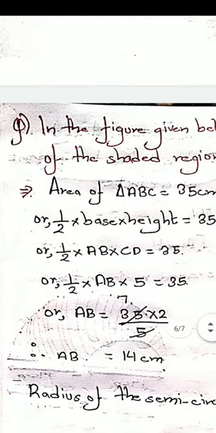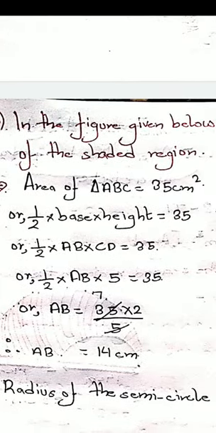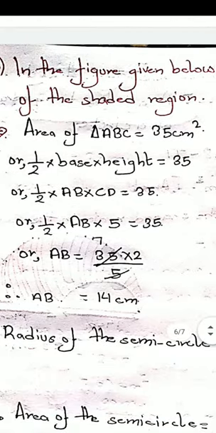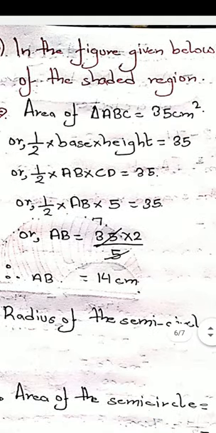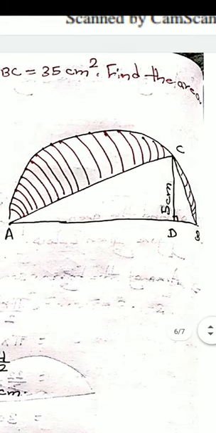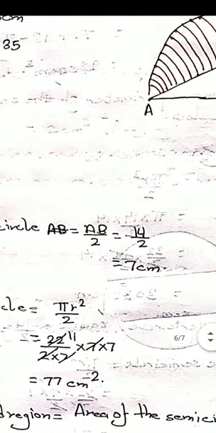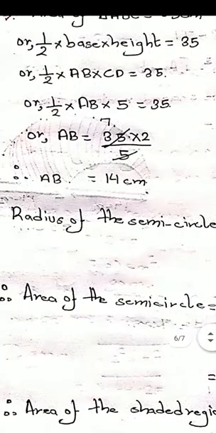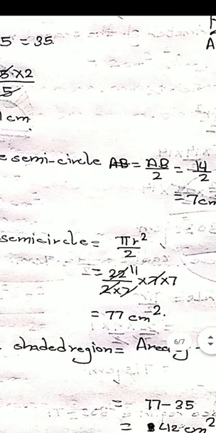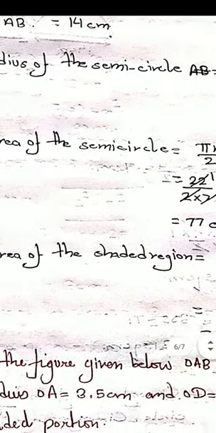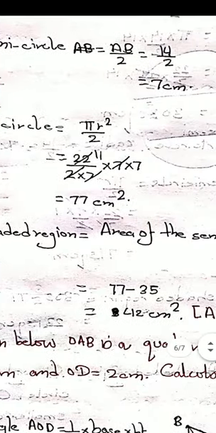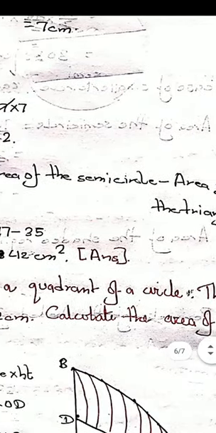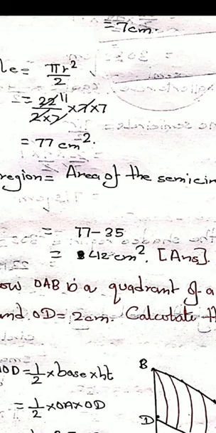Okay. So area of triangle ABC equals 35 centimeters square. We know area of triangle ABC is half into base into height equals 35. So this will become half into AB into CD equals 35. So using this relation, I'll find AB equals 14 centimeter. So this AB, if you see, is also the diameter of the semicircle in question. So I'll write radius of the semicircle equals AB by 2, that is 14 by 2, that is 7 centimeter. So then area of the semicircle equals pi r square by 2. So this will turn out to be 77 centimeters square. So therefore, area of the shaded region equals area of the semicircle minus area of the triangle. That is 77 minus 35 equals 42 centimeters square.